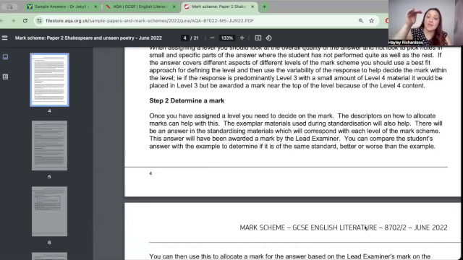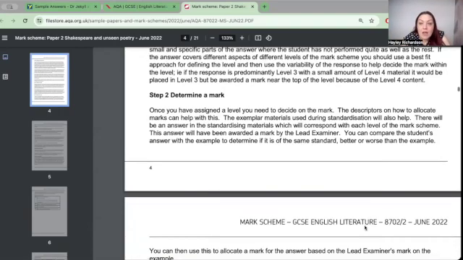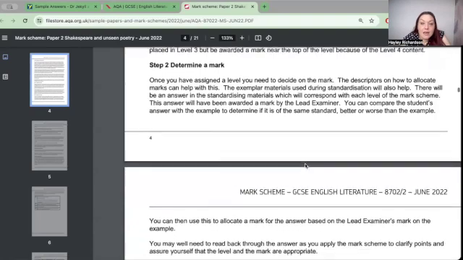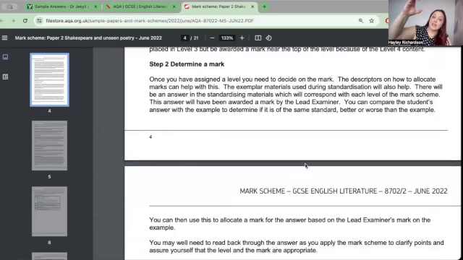If you've got some things of the above level, but a lot more of the bottom level, then obviously you're at the top of the bottom level or the bottom of the top level. So once you've determined which band you're in, which level, then we're going to look at where within that band you sit, which is your mark.